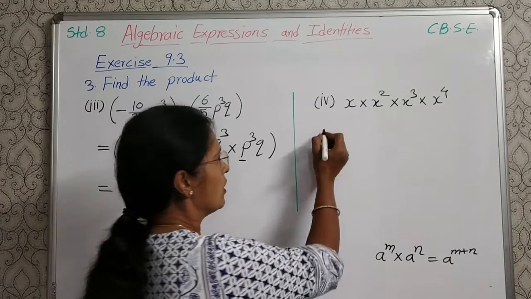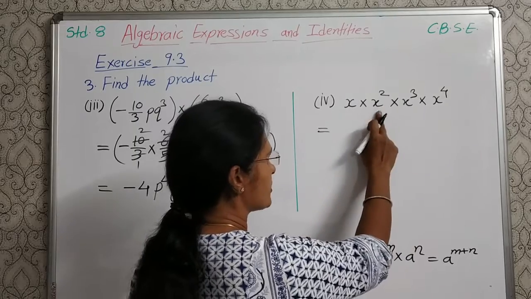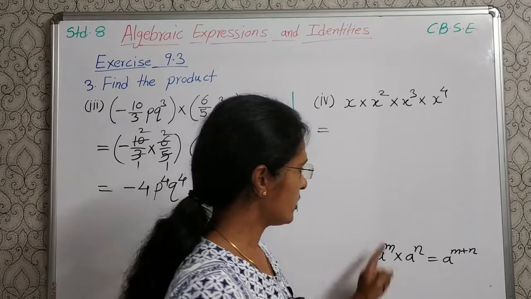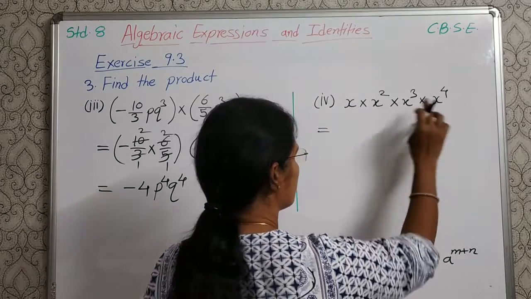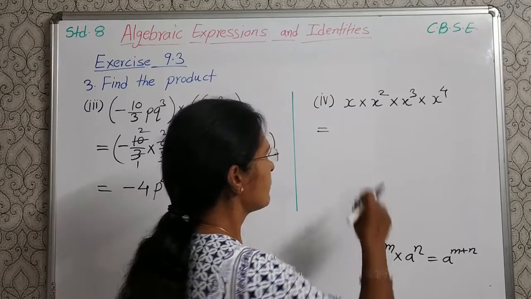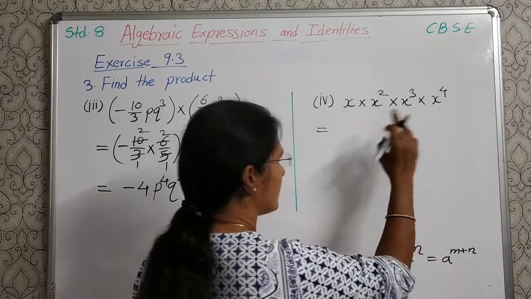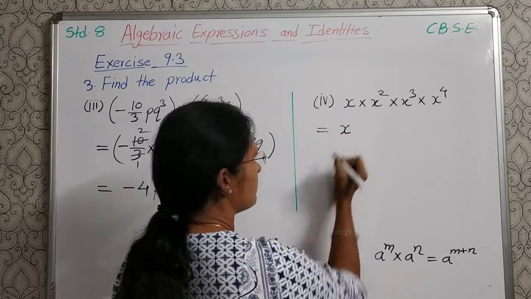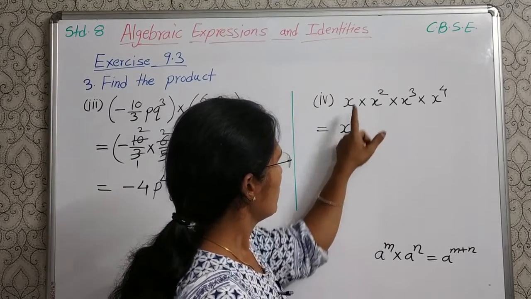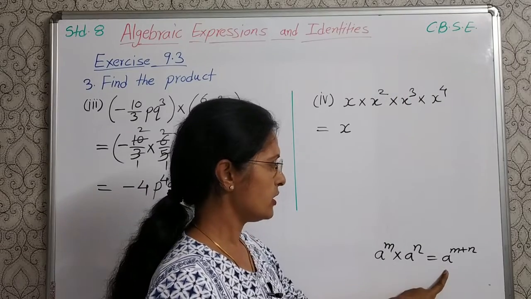Next, x into x square into x cube into x raised to 4. So again, using this law, we'll find the product of this. There are 4 monomials, multiply them. So all have the same variable x. So write that common variable x, the base is x, and now add their indices using this law.